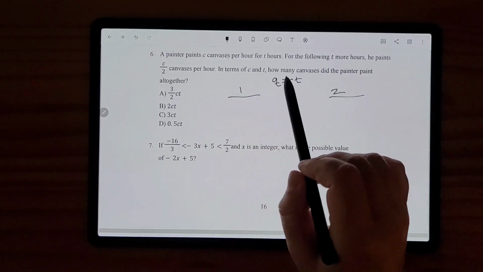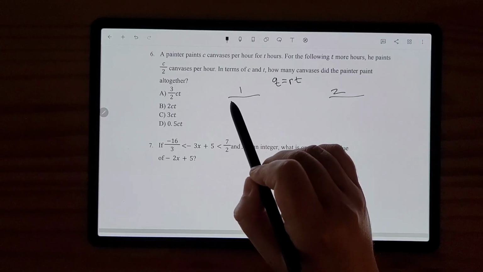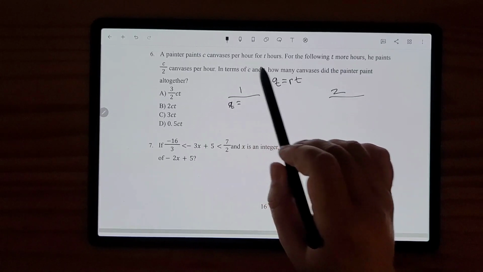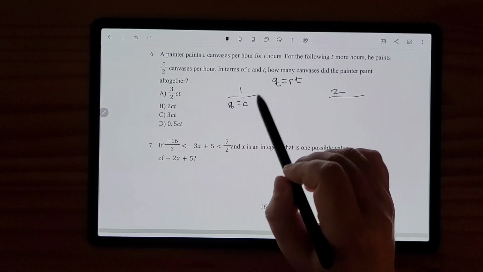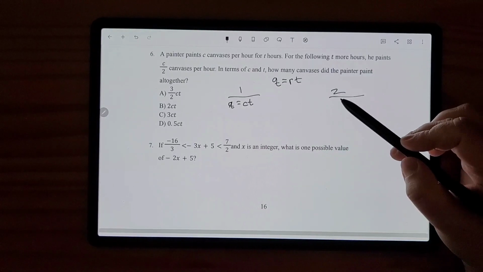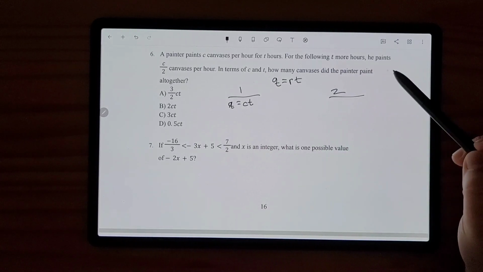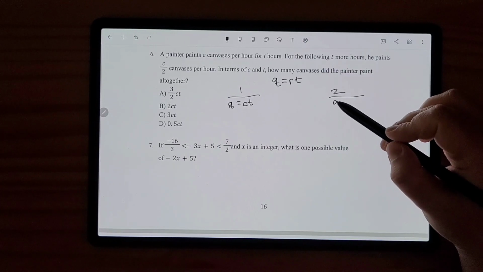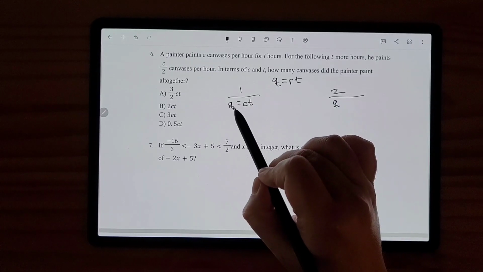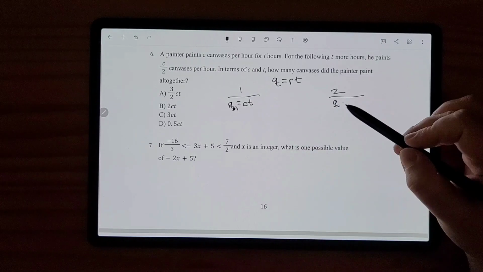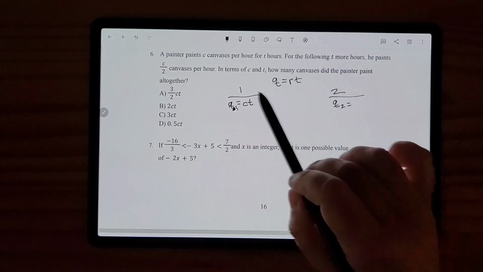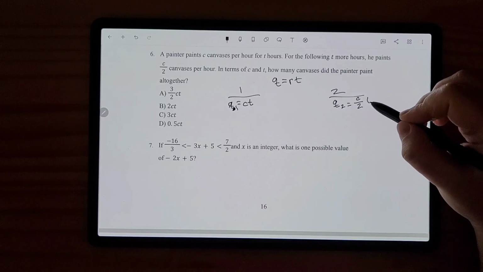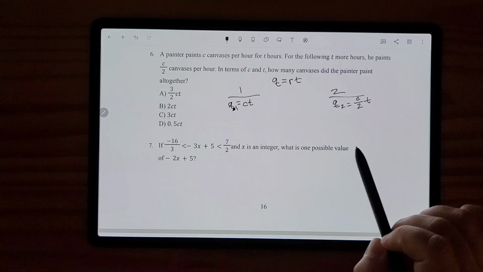Situation 1 says the quantity of the canvases is going to be equal to C canvases per hour as the rate times T number of hours. And then situation number 2 says for the following T more hours, he paints C over 2 canvases per hour. So the quantity for 2, and I should have labeled these as quantity 1 and quantity 2, the quantity for the second situation is going to be the rate, which is C over 2 canvases per hour, times the T more hours.